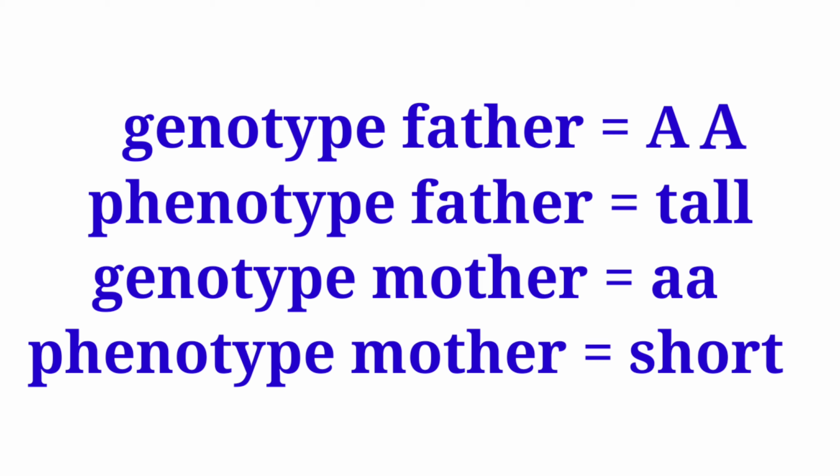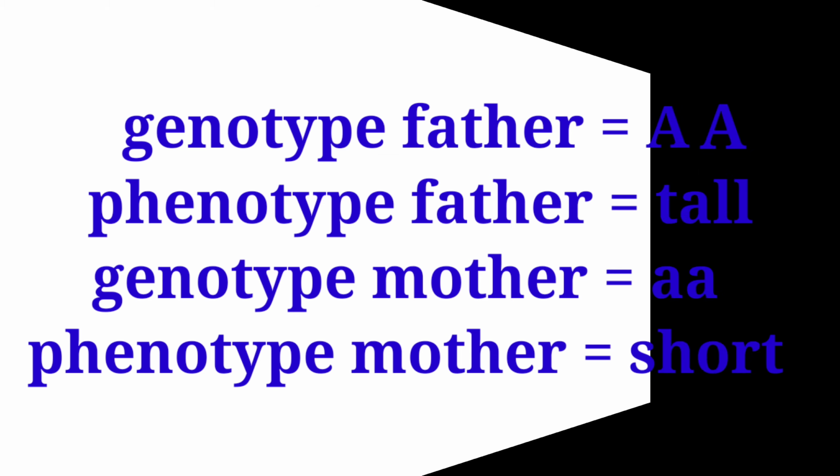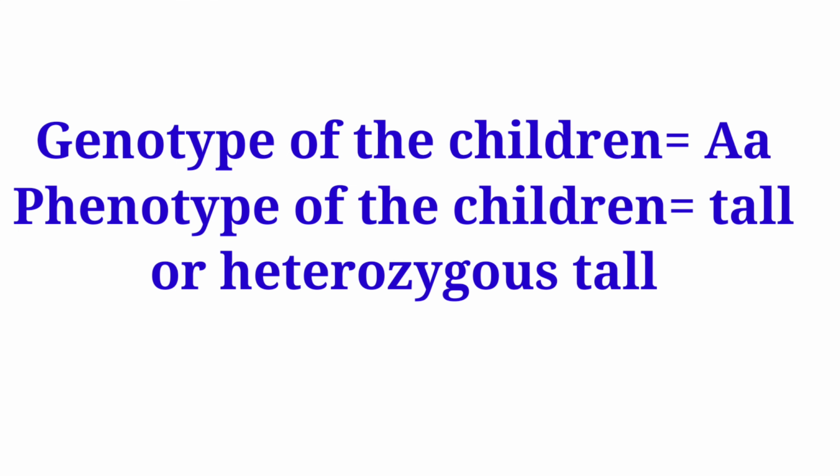Now, we will go to the genotypes of the children. The genotypes of the children are all a combination of capital letter and a small letter, which means this is heterozygous. And then the phenotype of the children are all tall, which is also called the heterozygous tall. So meaning they don't inherit completely the genotypes of both parents.